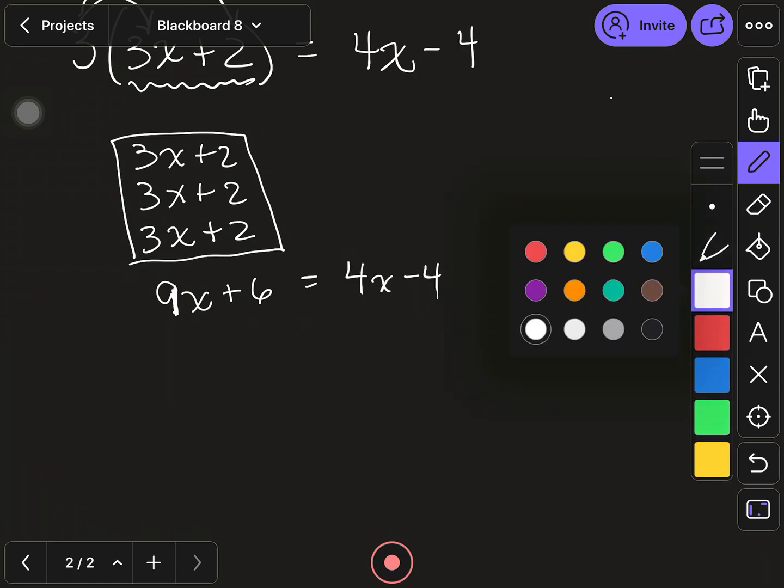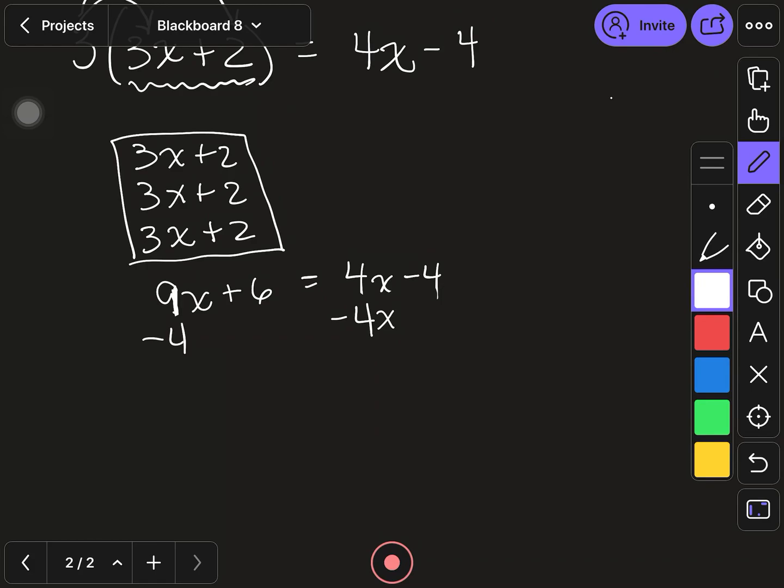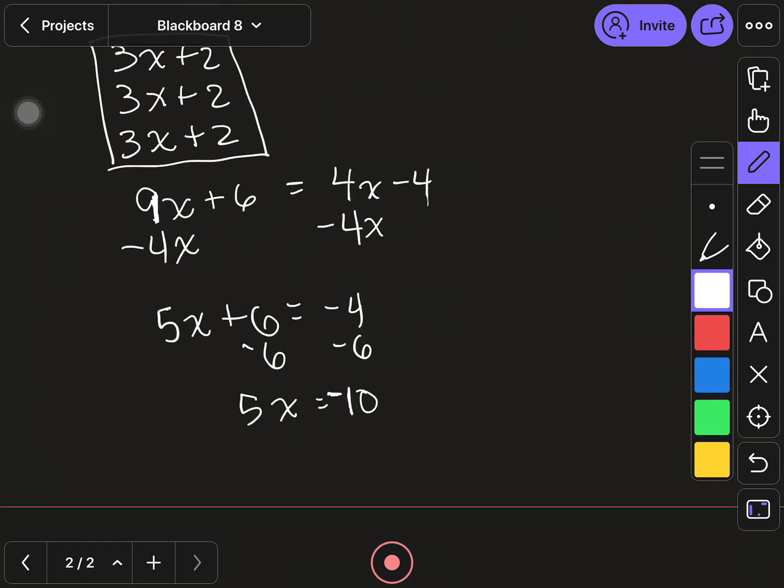Looks like this algebraically. We subtract the 4x to both sides. We're left with 5x plus 6 is equal to negative 4. We move the 6 to the other side. 5x is equal to negative 10. Don't forget that negative sign. Then we divide both sides by 5. We've got to divide that negative 10 into 5 groups. X is equal to negative 2. Okay? Now you try.